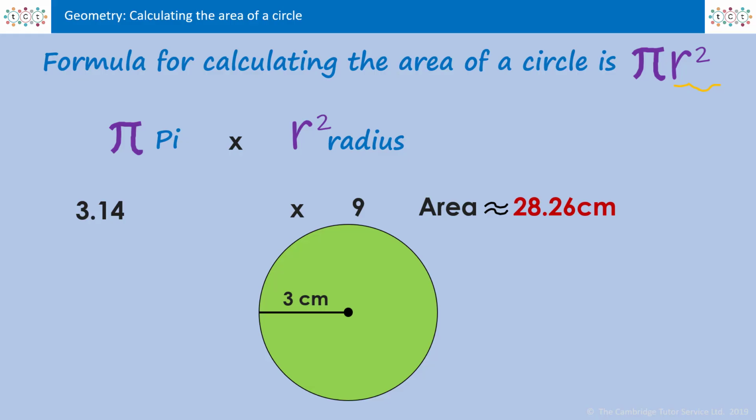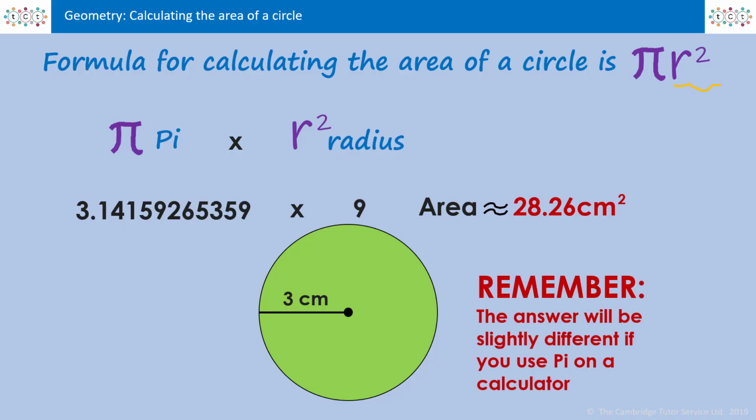And when we calculate that, we get 28.26 centimetres. And because it's area, it's squared. So you need that little 2, that little power of 2. Notice this symbol here. Remember, this means approximately, because pi is actually a longer number than 3.14. And if you were to do this on a scientific calculator where pi is already set in there, you'll get a slightly different answer to the one we have here, which is why we put that it's approximate.